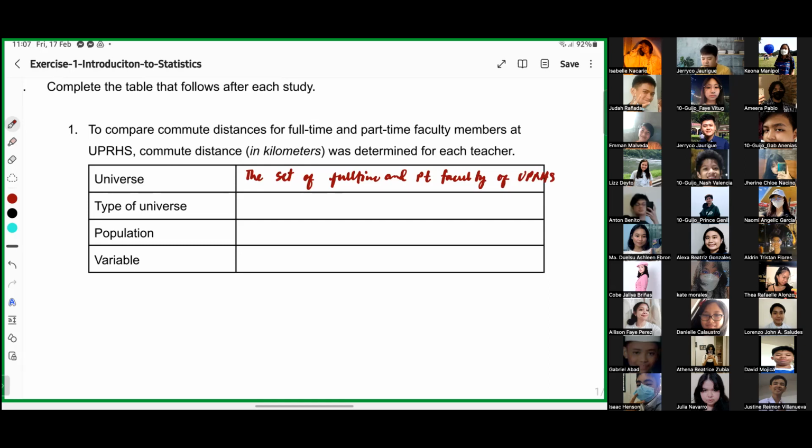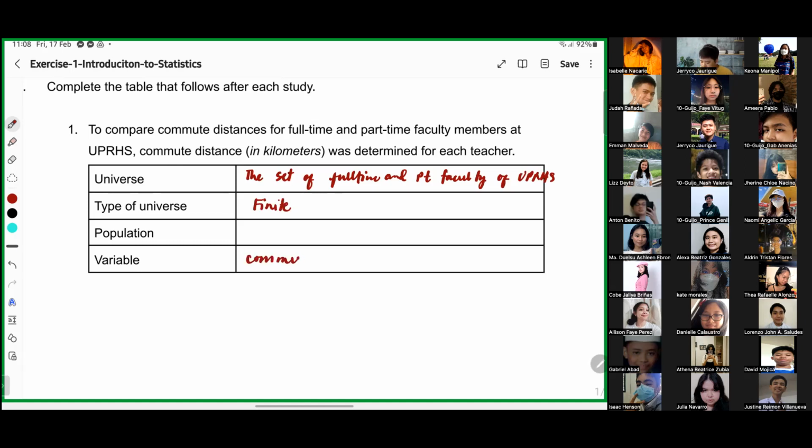I'm wondering, ano yung example ng infinite type ng universe? Hello, wait lang, hindi kita marinig. Ashlyn? Ay, hello po. Sorry po. Finite po. Finite, and then sige, doon mo tayo sa variable. Anong variable yung mini-measure natin? Commute distance in kilometers po.